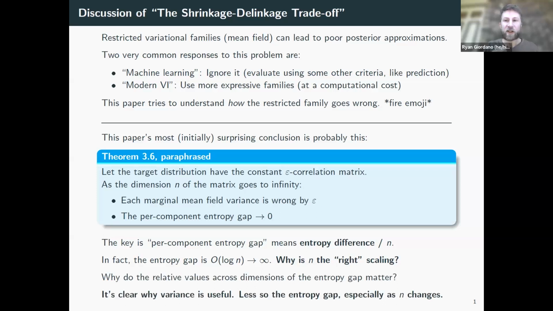Okay, right. So why is it that this entropy gap matters, and does its scaling matter as the number of dimensions goes to infinity? I'd argue that when we're doing posterior inference, it's not very clear, right? And so I think Charles put it very well.